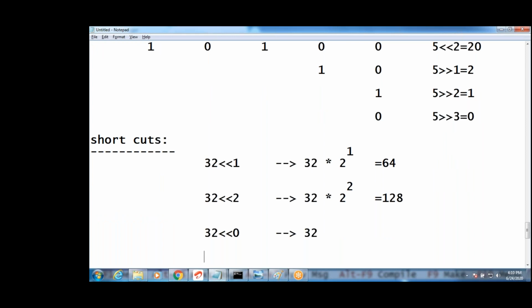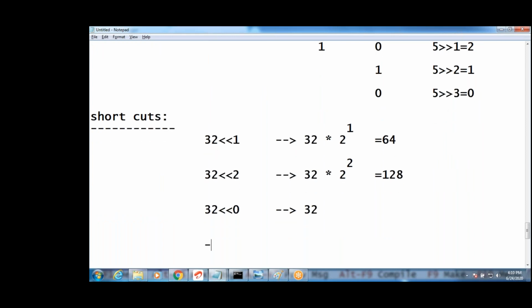Left shift operator. See this. 32 into 2 power 0 is 32. Again, see this: negative values. Can I write a negative value? Minus 32 left shift 1. Yes, guys, you can write for negative values also. What is minus 32 left shift 1? Minus 32 into 2 power 1.